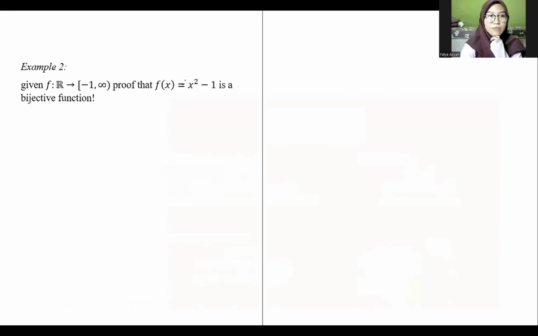Okay, next. The next one is proof of bijection. Example 2. Given a function from the real number set to the interval from -1 to infinity, where y is greater than or equal to -1, prove that f of x equals the square of x minus 1 is a bijective function. We want to prove this, but it's actually not going to be bijective. If this is not a bijective function, then we conclude that it is not a bijective function.